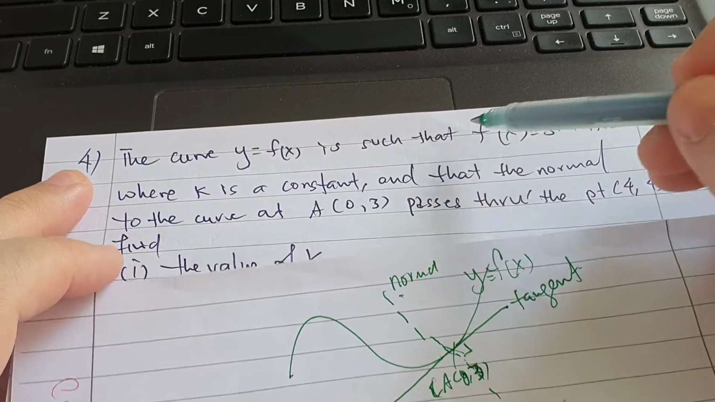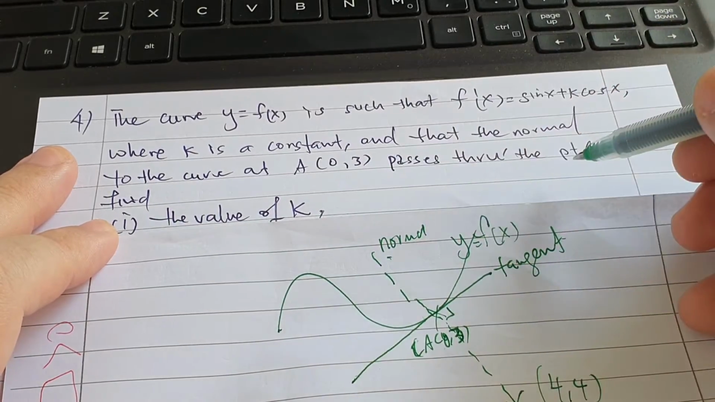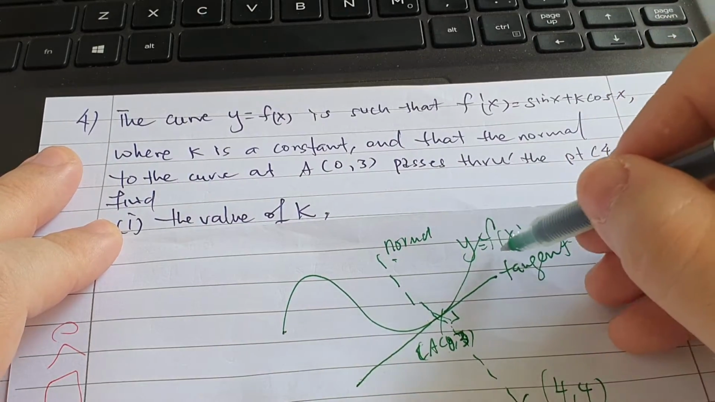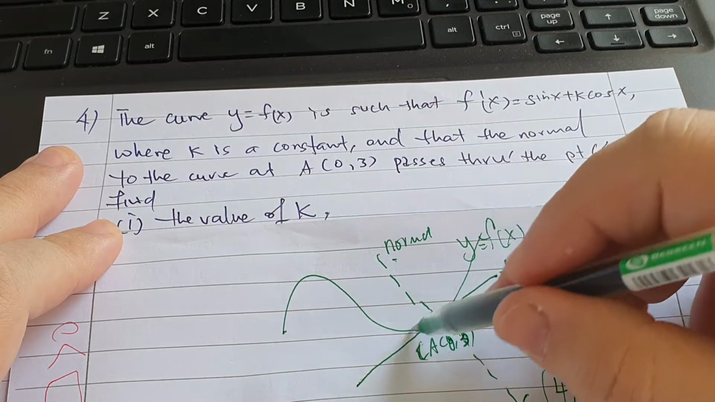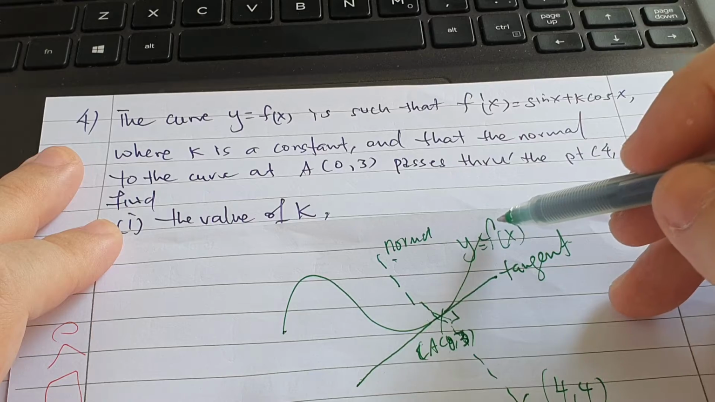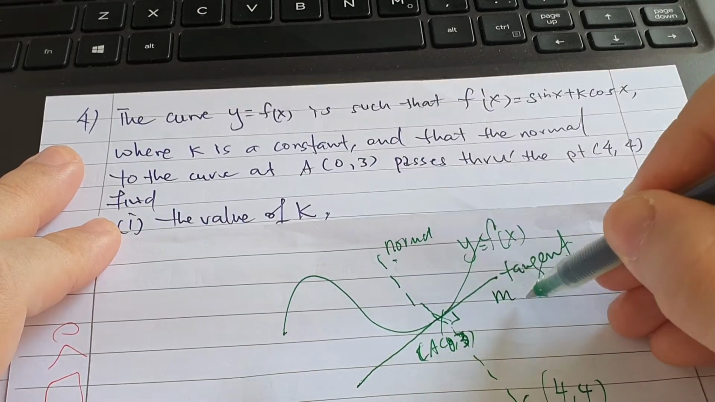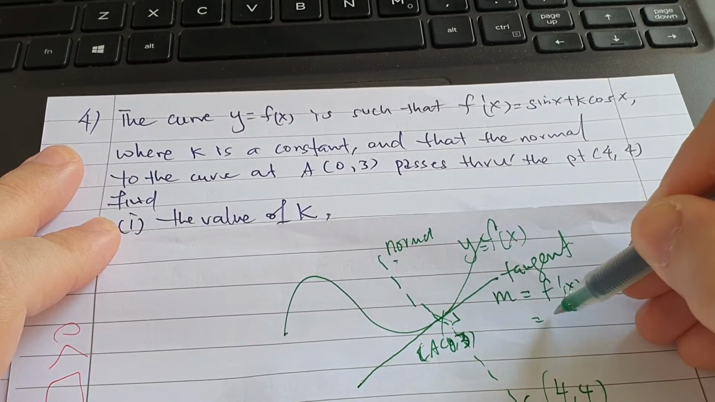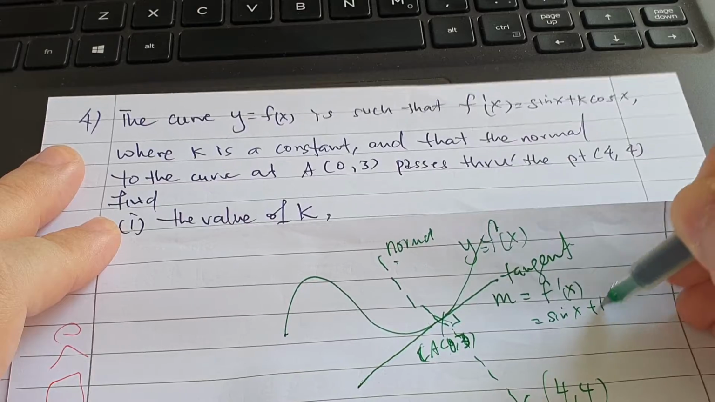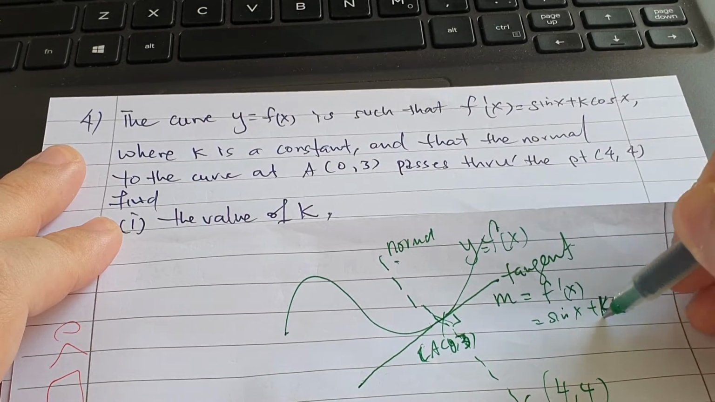Now, what do they want us to find? They want us to find the value of k. Now, where is k and what is k? k is in f prime x. F prime x means this equation, so you go and differentiate it, which means that m is f prime x of this. And the k is hidden here.